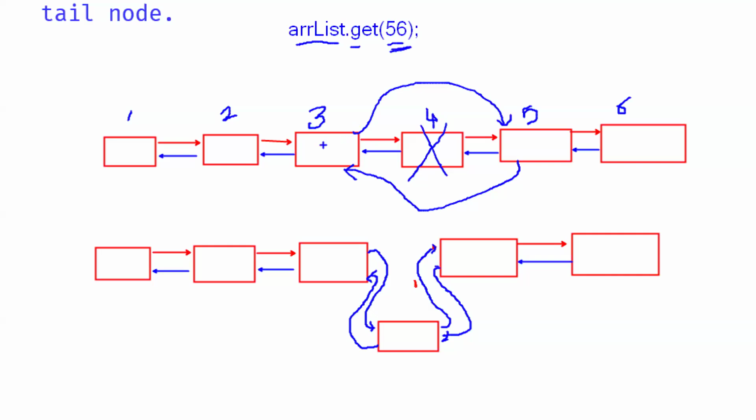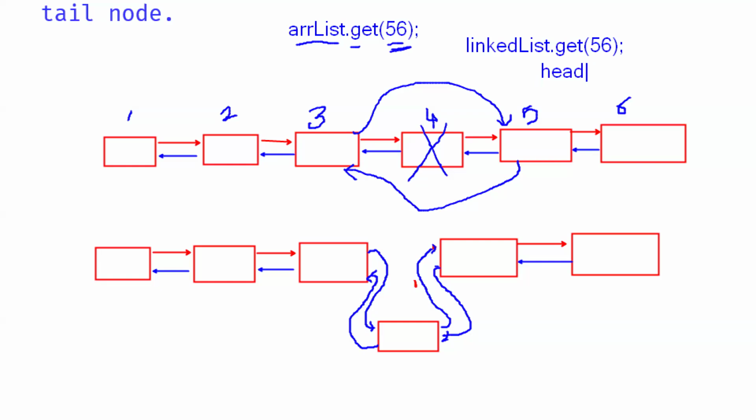But what about a linked list? For example, linkedList dot get of 56. Directly it won't go to index 56. The cursor will start from the head, that is, the first node. Then the cursor will jump from one node to the next node, up to 56. So tell me, is retrieval of elements slow now? Yes.